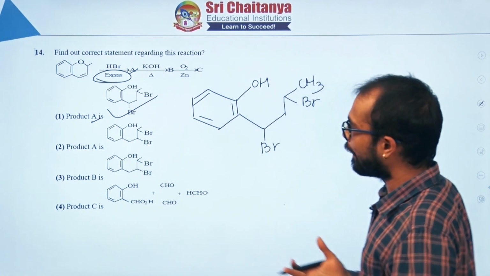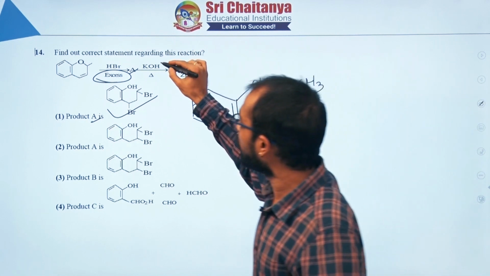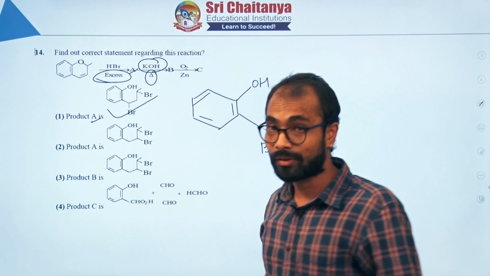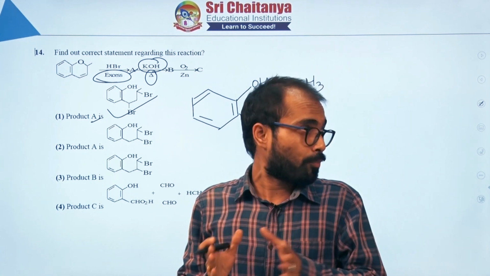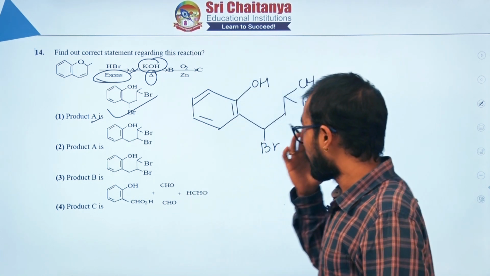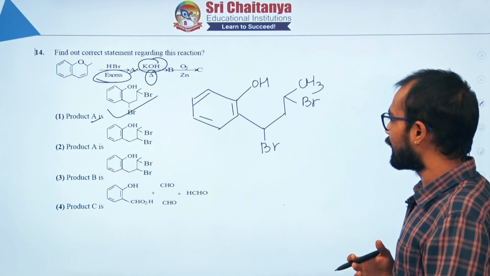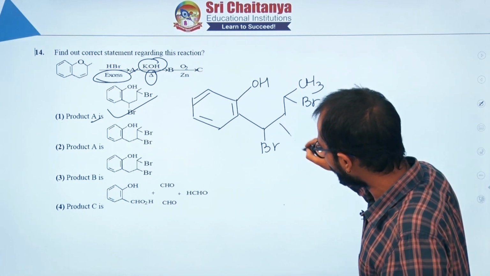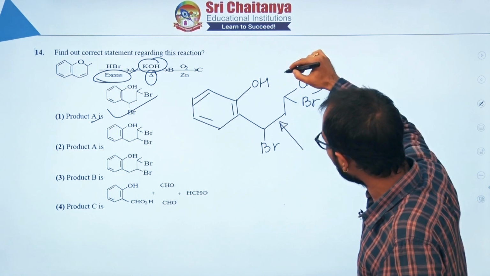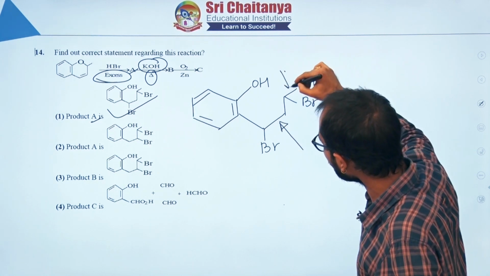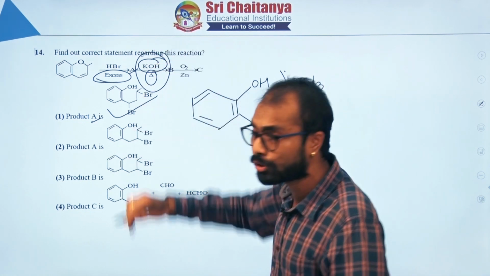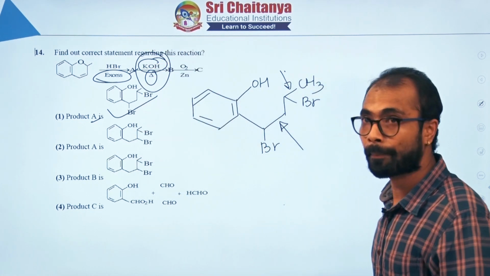Right, this is my option A. Now, we have KOH here and we have heat. This is telling us that it is pointing towards elimination. If I do an elimination here, then what is going to happen? I am going to get a pi bond here and a pi bond here. That means I am talking about beta elimination, because this particular reagent is going to do beta elimination.